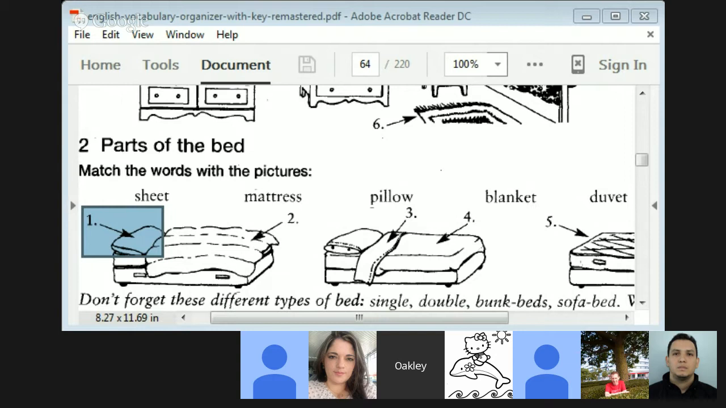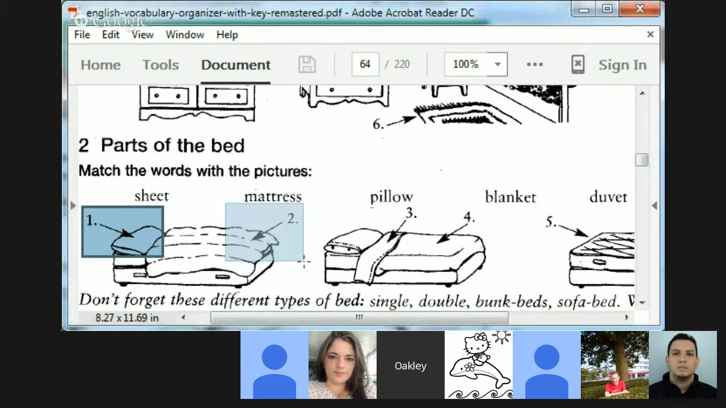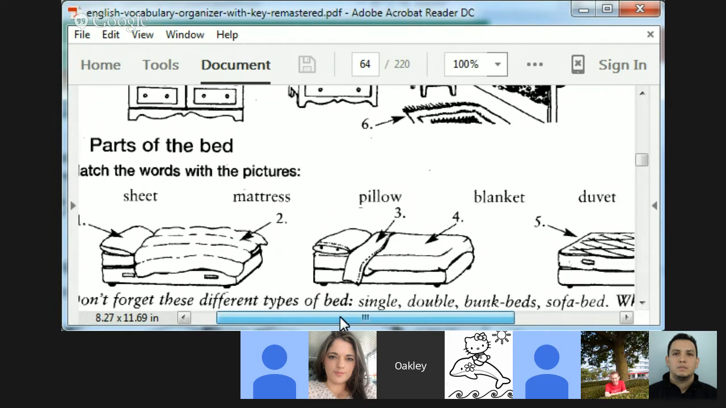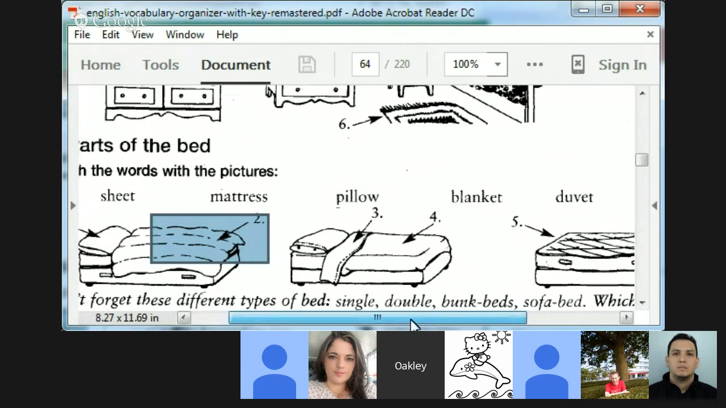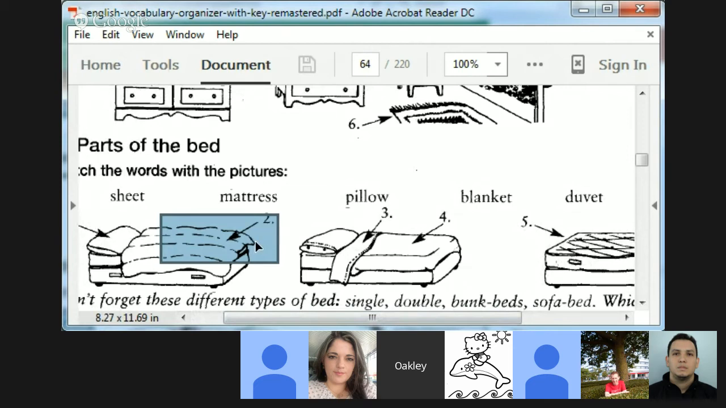Alejandro, number two, what part is that? What is number two? It's a blanket. Well, kind of, but not really. It's a lot heavier. It's maybe quilted. It's very fluffy. It's one of these five, but not a blanket. A sheet? No, a sheet is very thin. In the first layer, not on the top.